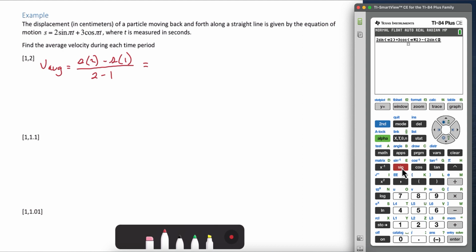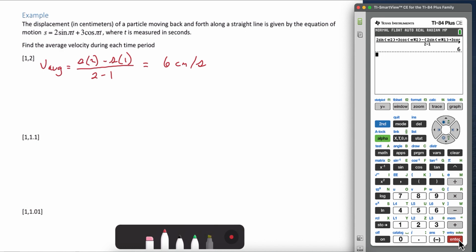2 sine pi times 1 plus 3 cosine pi times 1. Close off the argument on cosine and we'll close off the numerator. And then 2 minus 1 for the denominator. And this is going to give us 6. And that is centimeters per second.